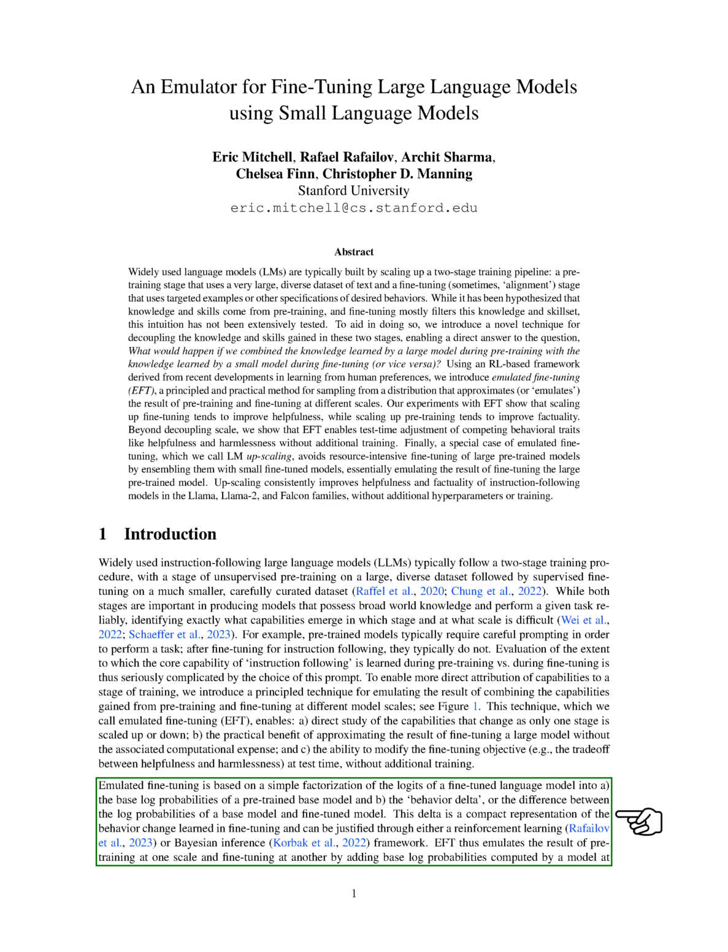EFT works by breaking down the logits of a fine-tuned language model into two parts. The first part is the base log probabilities of a pre-trained base model. The second part is the behavior delta, which is the difference between the log probabilities of a base model and a fine-tuned model. This delta represents the behavior change learned during fine-tuning. EFT emulates the result of pre-training at one scale and fine-tuning at another by adding the base log probabilities computed by a model at one size and the behavior delta computed by models of a different size.